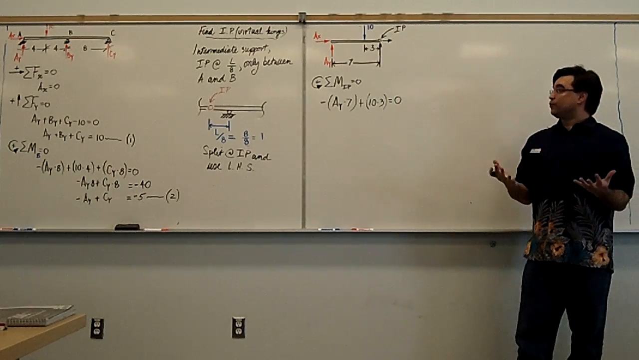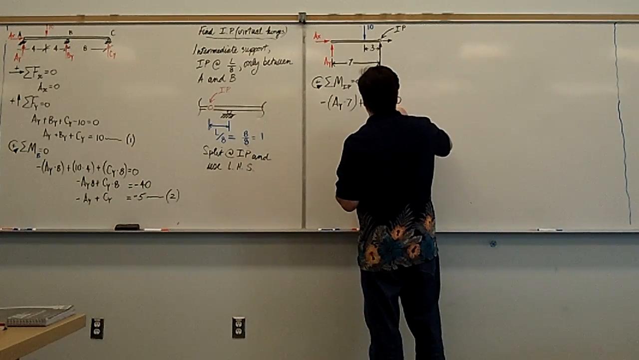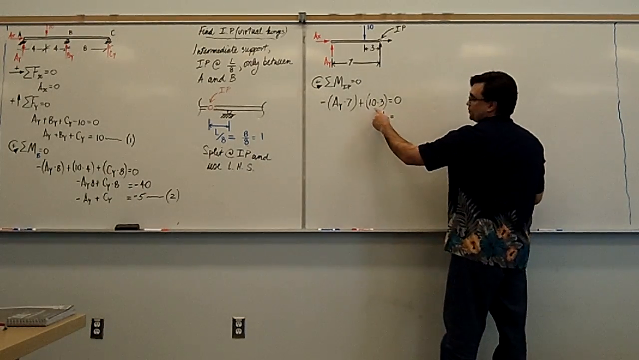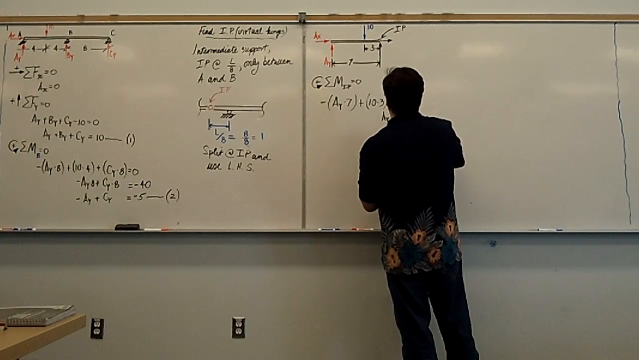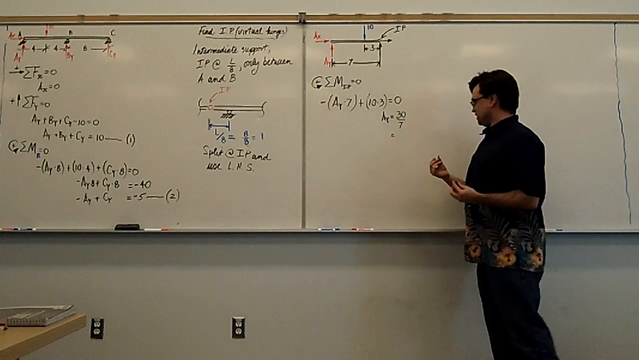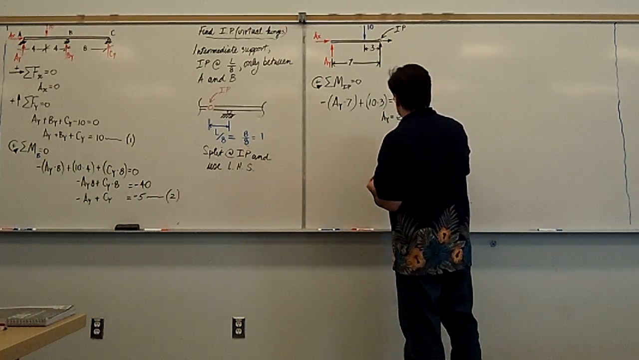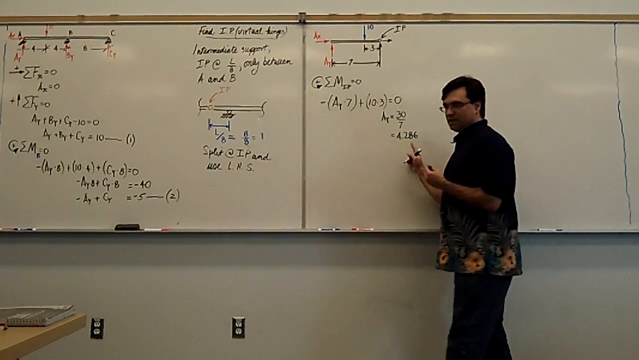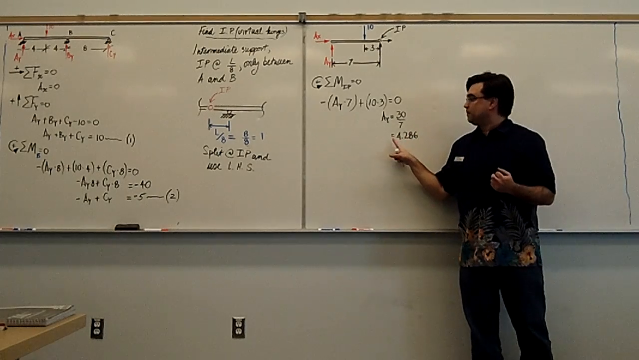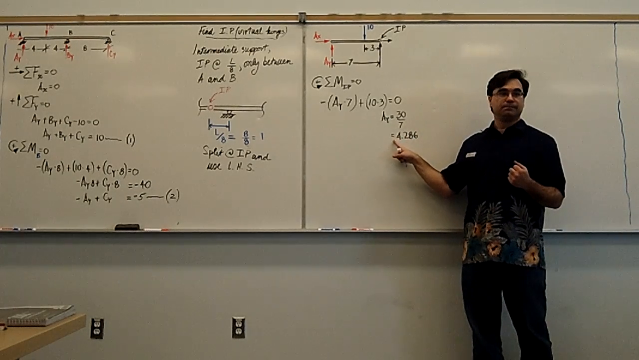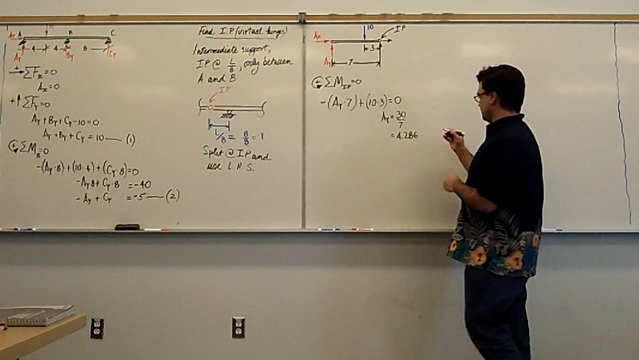And now we can solve for Ay. Ay is going to be 30 divided by 7. Or if you want to make it a number, what is it going to be? 4 point something? Did I hear that correctly? Yes. Lovely. What does it mean that it's a positive answer? I guessed up. I'm correct in that guess.